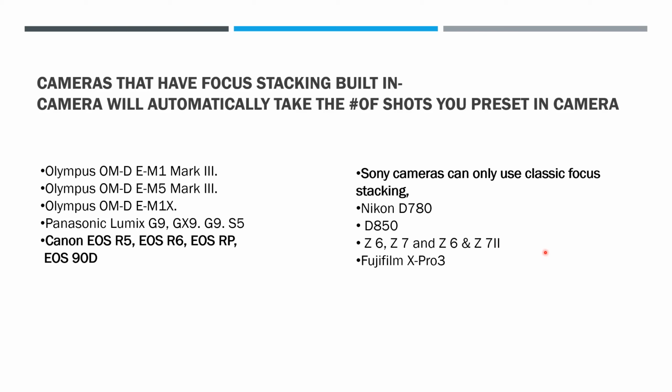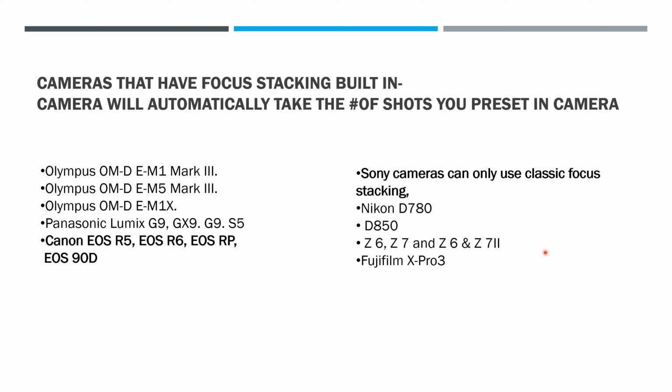But what is it changing? It's changing your focus from near to far. You start with your focus point on your nearest item, and then it will change it to infinity, and it'll stop at infinity. If you set it for 100 and infinity is at 75, the camera will stop at 75. It won't take pictures beyond that.